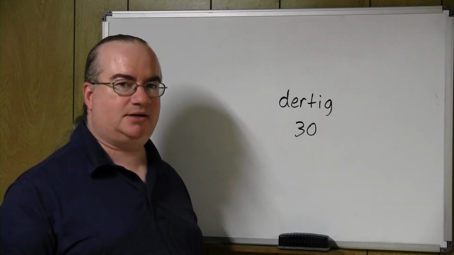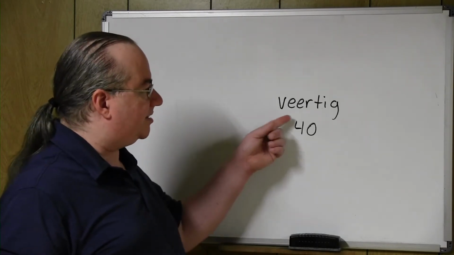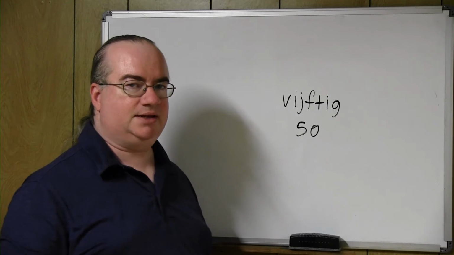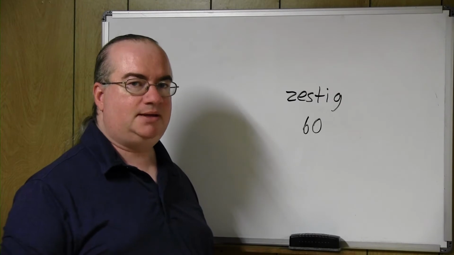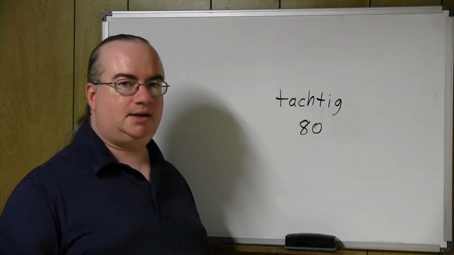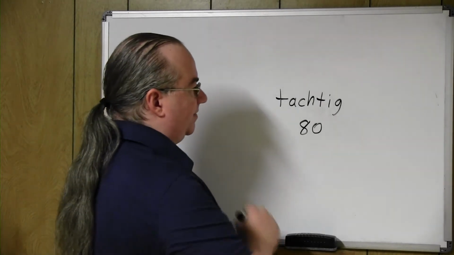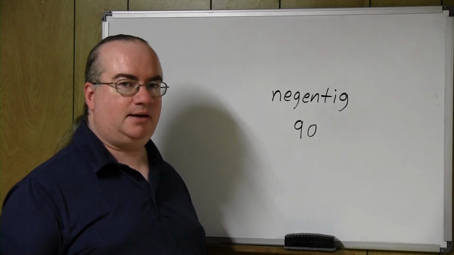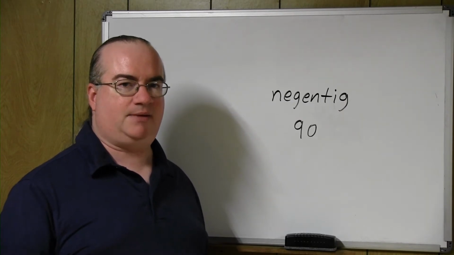30 is dertig. Just like 13, 30 also has a double E. 40 is veertig. 50 is vijftig. 60 is zestig. 70 is zeventig. 80 is tachtig. Notice there's a T on the front of this. This is how we do 80. 90 is negentig. So as you can see, except for 80, from 20 to 90, it's the same pattern.